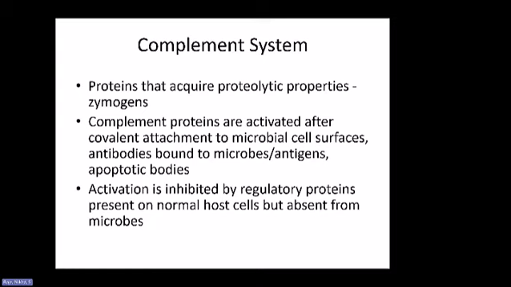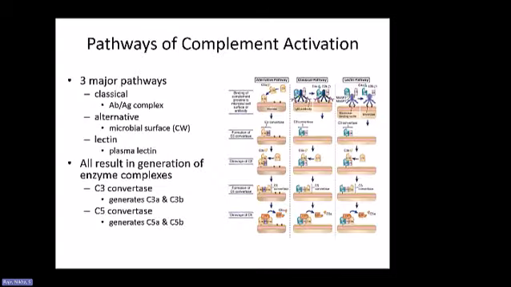And the complement proteins are activated after their attachment to the microbial cell surface, or antibodies that are bound to those microbial surfaces, or to apoptotic bodies. Activation is inhibited by some regulatory proteins that are present on normal host cells but absent from microbes. That's how our host cells are protected from being killed by the complement system.